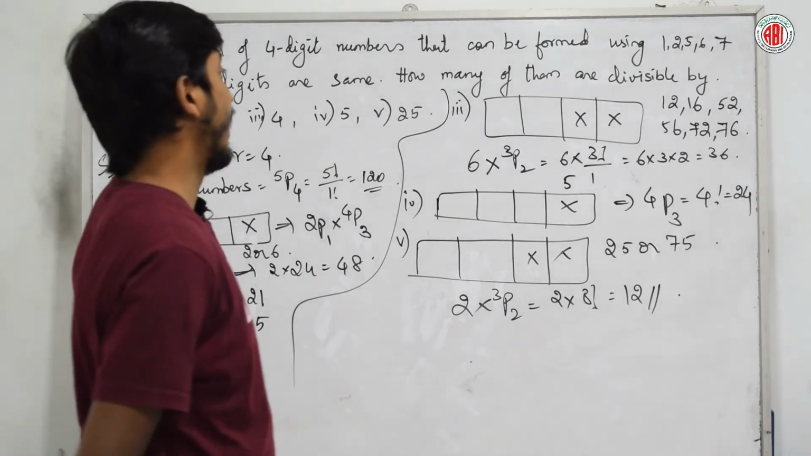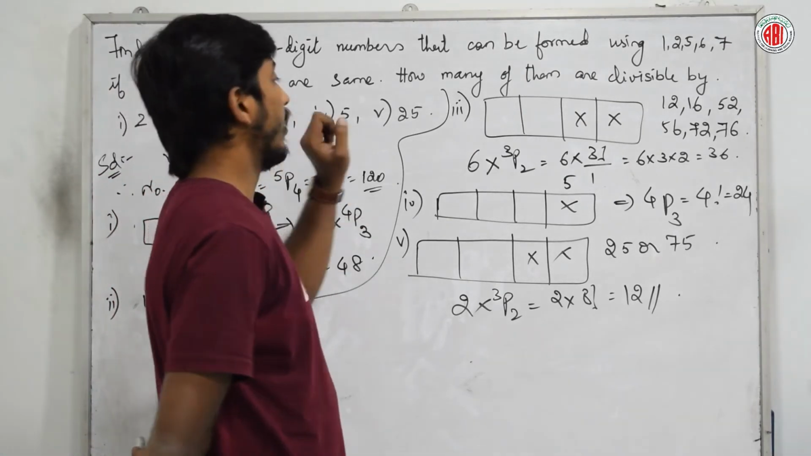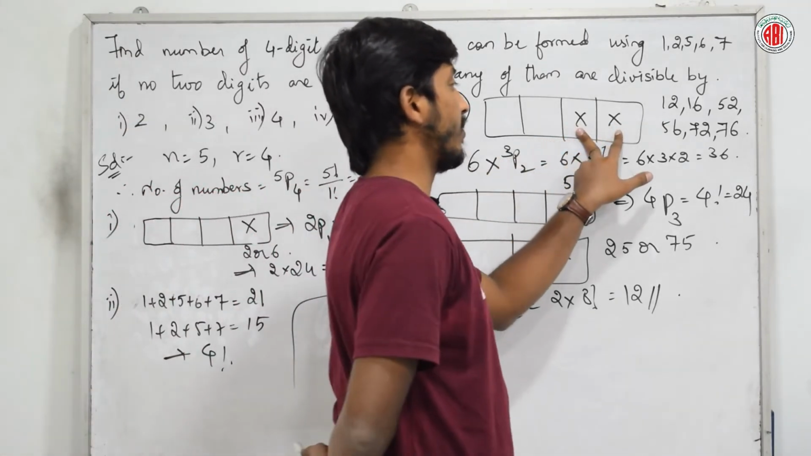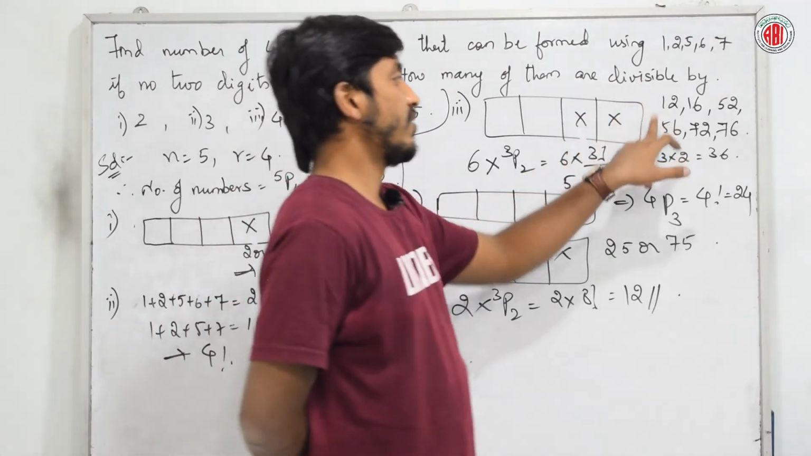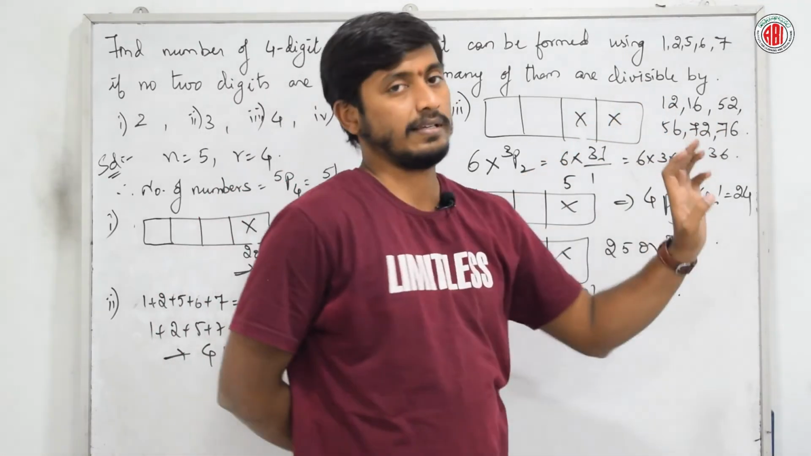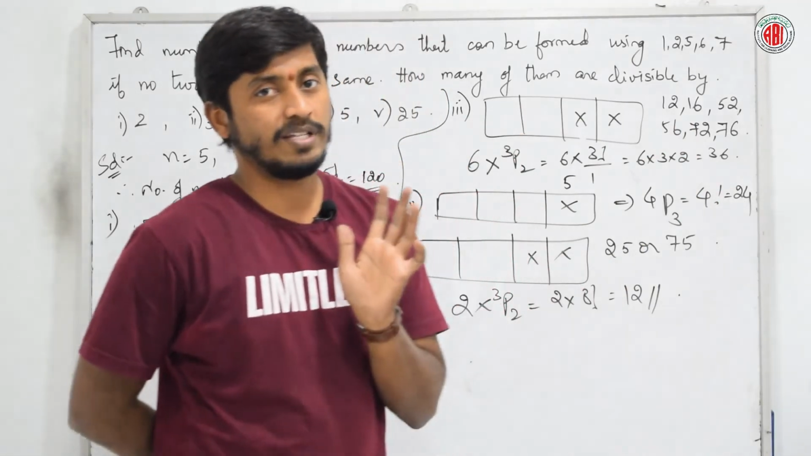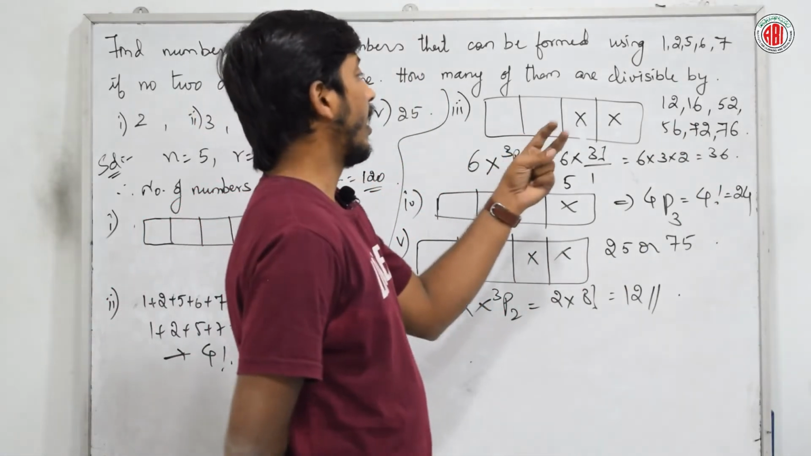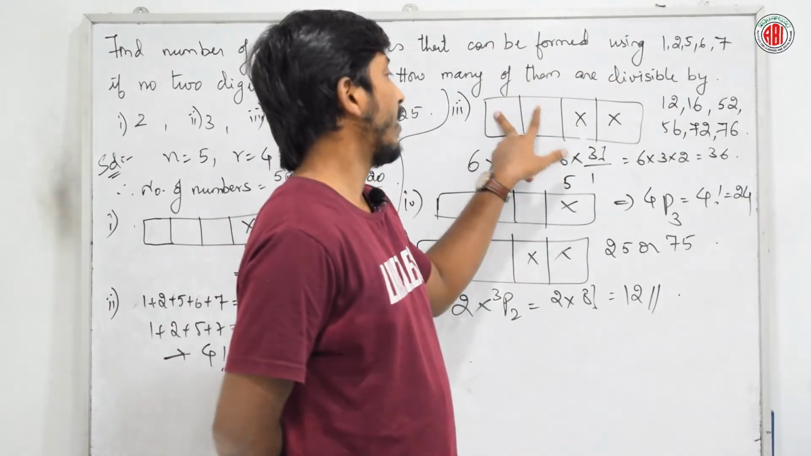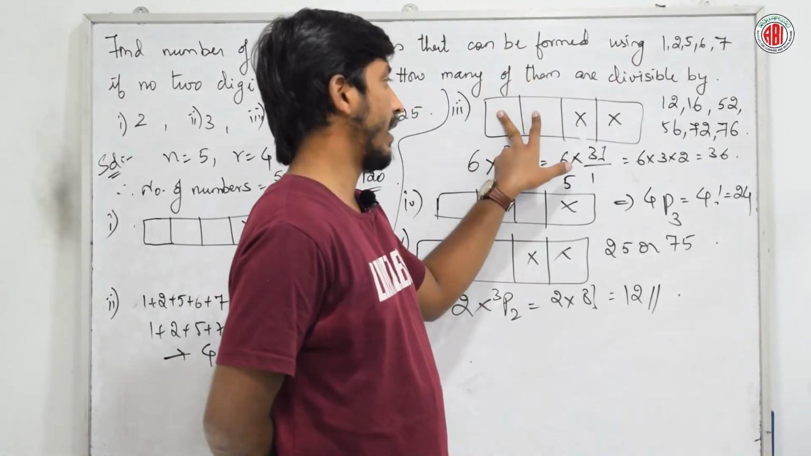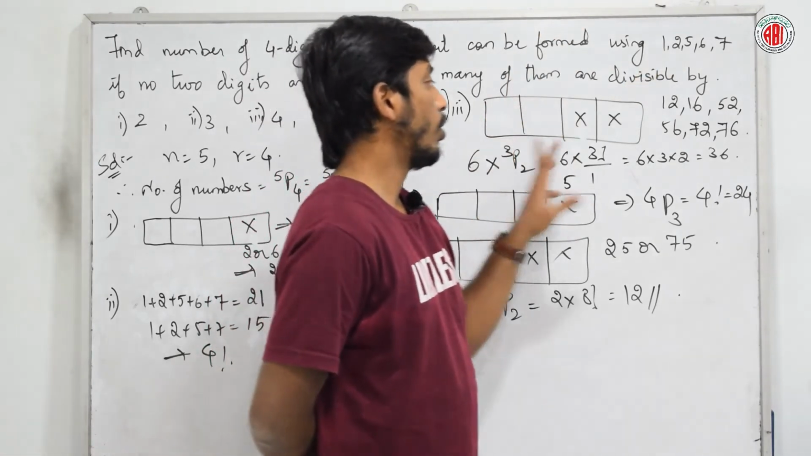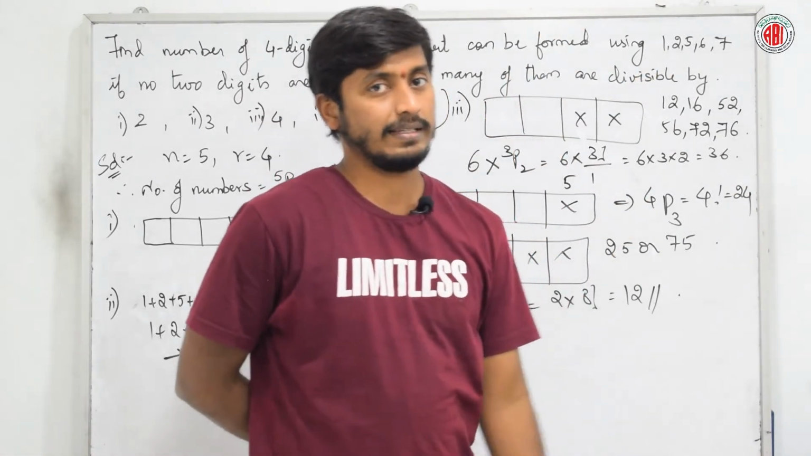Okay. Next, 4 table, divisible by 4. So the last 2 digits must be divisible by 4. So what are the combinations we can get in the 4 table? Here are 12, 16, 52, 56, 72, 76. 6 numbers we can arrange. If I put those 6, 2 digits will be removed. I will be left with 2 more digits. So I can write it as 3 elements, 2 digits, 3P2. So the answer will be 36.